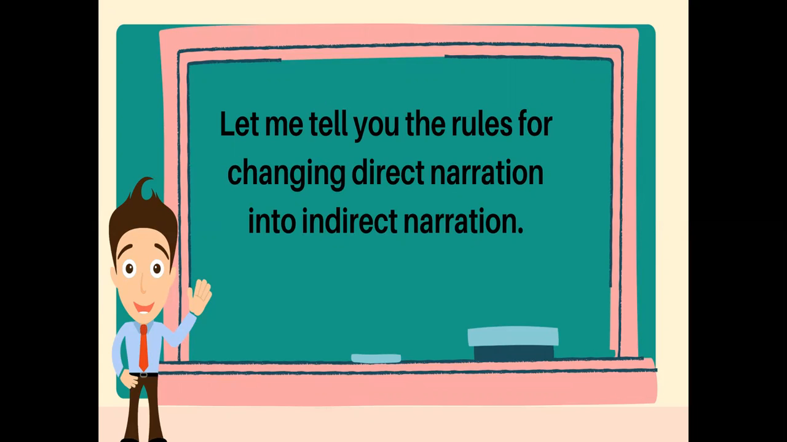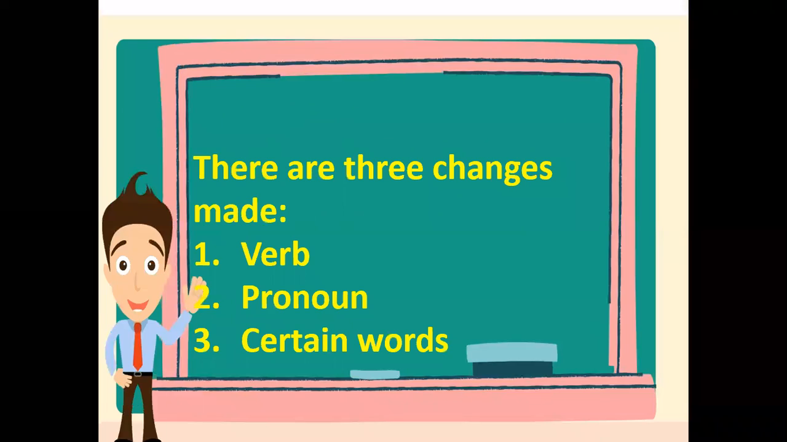So in this lecture, we are going to talk about the rules which we follow to change direct narration into indirect narration. Always remember, there are three changes which are made when we change narration from direct into indirect. The first change is the change of verb. The second change is the change of pronoun. And the third change is the change of certain words. And most of these certain words are adverbs.